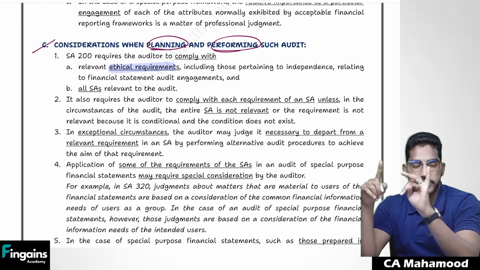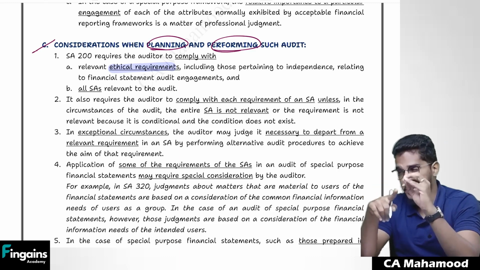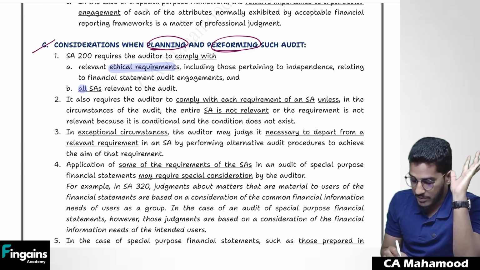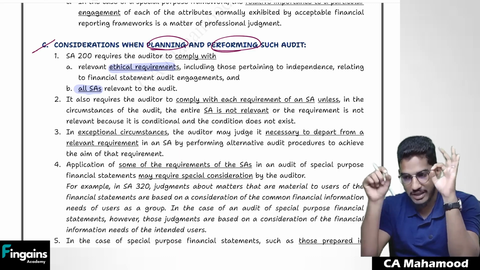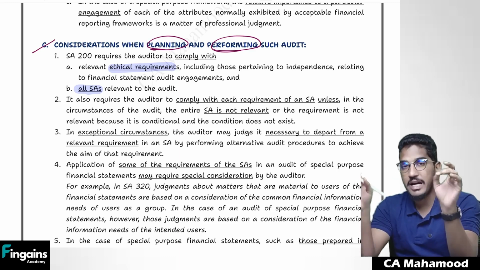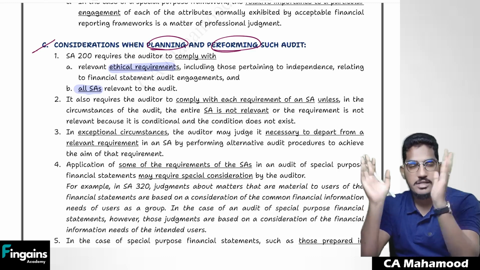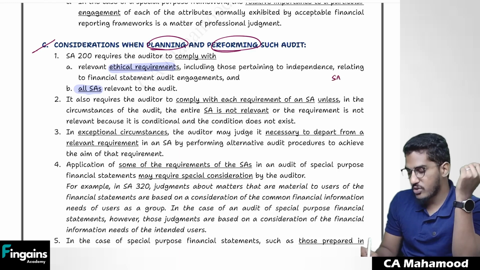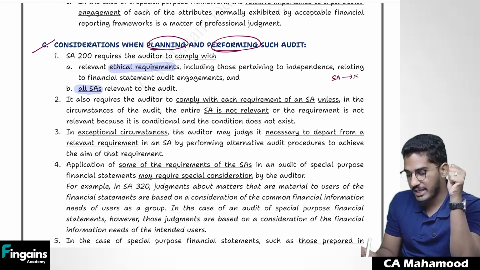Integrity, objectivity, confidentiality, professional competence and due care, and professional behavior. I need to comply with all these 5 ethical requirements. Similarly, whatever standards on audit are relevant for this particular audit, I need to comply with all those standards also. Sometimes the standard will not be applicable. If an SA is not applicable altogether, then you can ignore that standard.